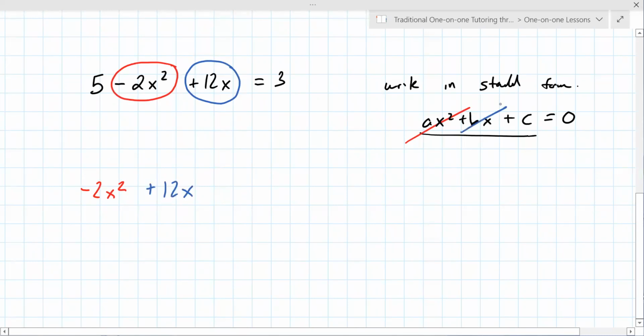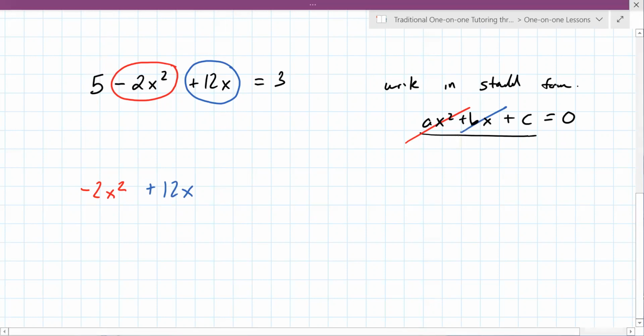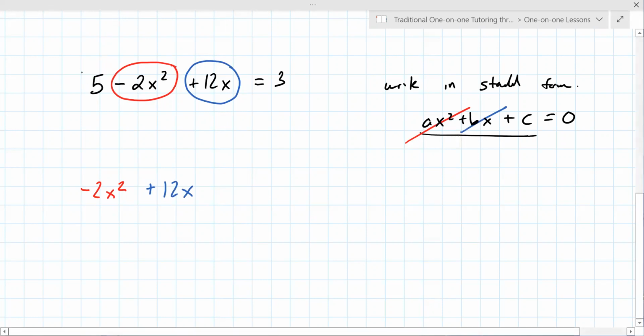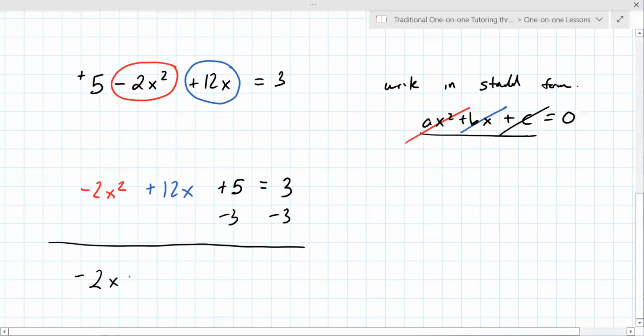Okay. So what is left over in the equation? So this 5 here, is it positive or negative? Positive. So we write plus 5 equals 3. And now this is not yet in standard form. The reason it's not in standard form is there's no 0 on the right hand side. How do you get rid of the 3 on the right hand side? You subtract 3. Yes. So that gives you minus 2x squared plus 12x plus 2 equals 0.